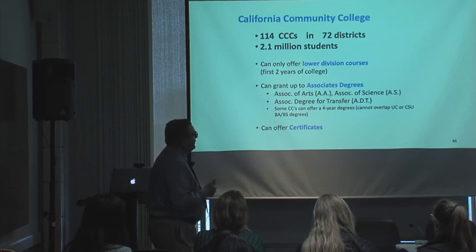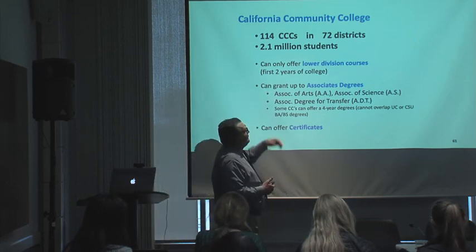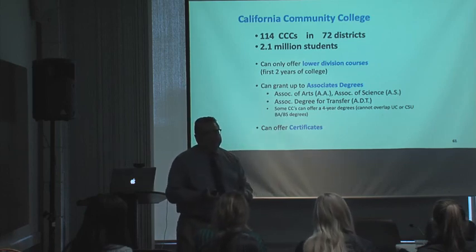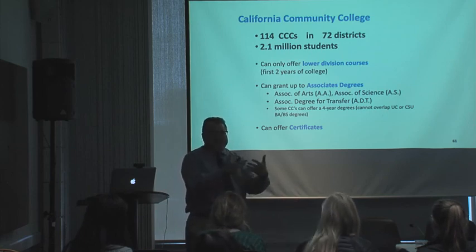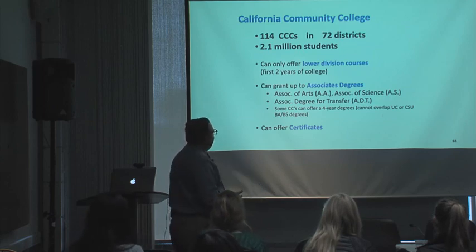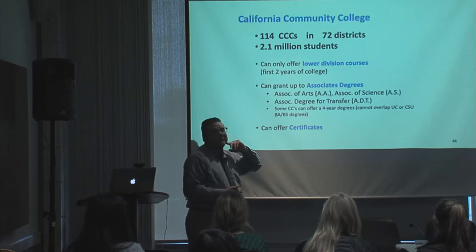We grant up to associate's degrees, two-year degrees. These are local degrees, okay? You've taken a certain set of courses in your discipline, some general education. You have completed this course of work. Good stepping stone, okay? Recently, we've added associate degree for transfer.